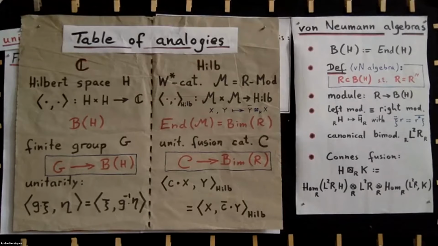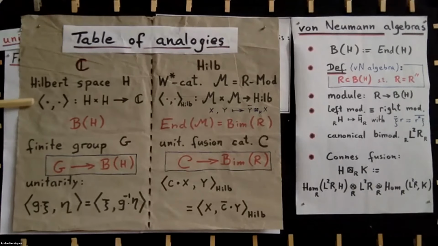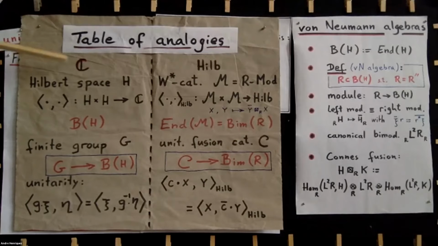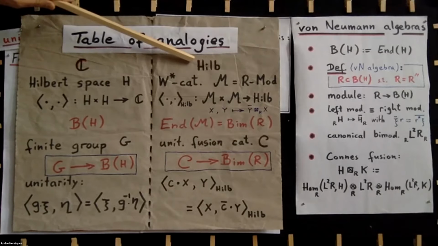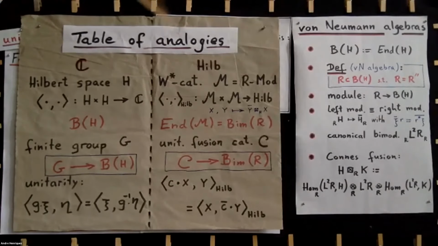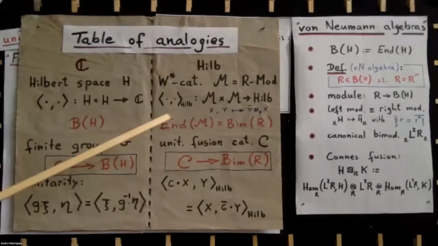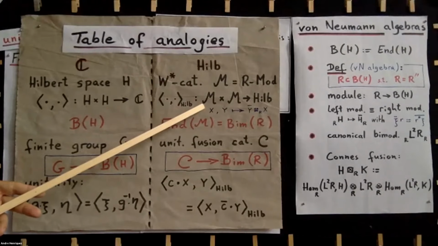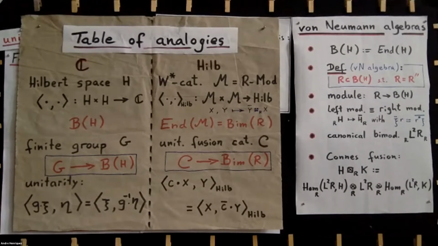And one of the reasons why this is a good analog of a Hilbert space is that just like Hilbert spaces have an inner product with values in the scalars, so here the scalars should be replaced by the category of Hilbert spaces. So this is the categorical analog of scalars. There is a canonically well-defined Hilbert-valued inner product on any W star category.